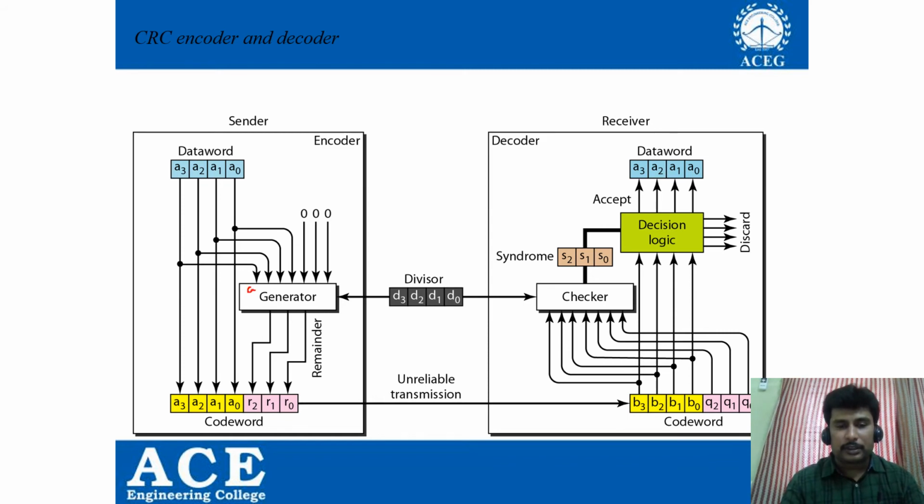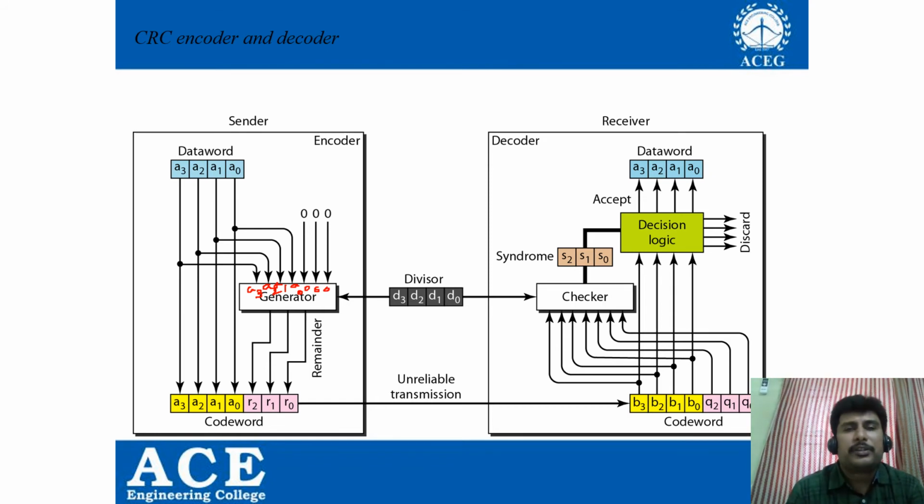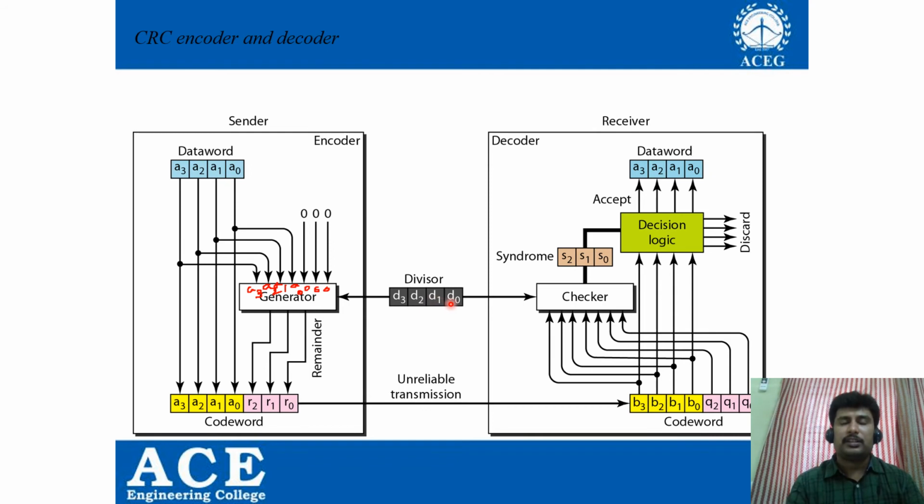We accommodate those three values along with A3, A2, A1 and A0, with all redundant bits taken as 0, 0, 0. Now, an additional input which we require in cyclic redundancy check to determine the redundant bits is a divisor. Along with the data word, we will be provided with a divisor, with values D3, D2, D1 and D0.